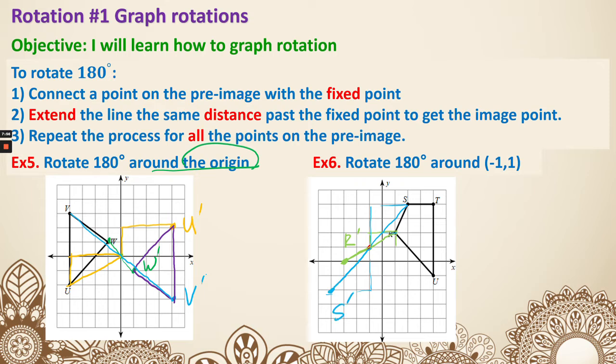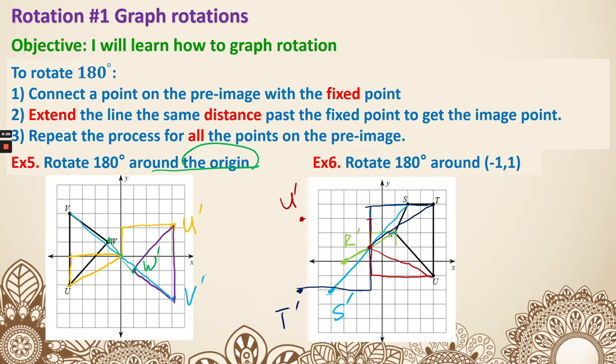Next, T and T prime. That would be right here, connect. That is 3 up, but it's 5 over, so I'm going to extend the same thing, 3 down, 5 to the left, which is slightly outside the graph, but that's my T prime. Lastly, U connect to the line, and that actually is a 2/5 away. So 2/5 away. There's my U prime.